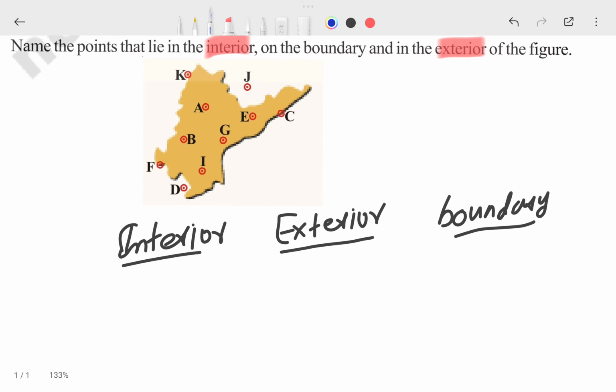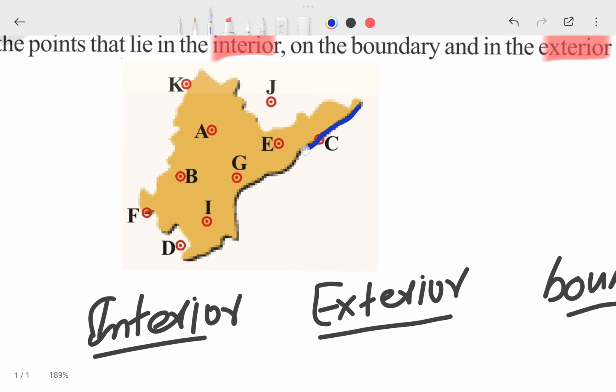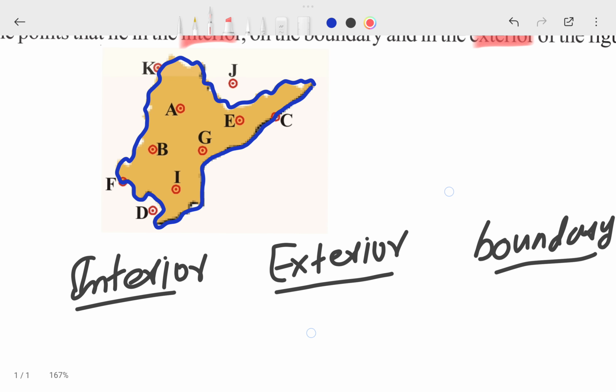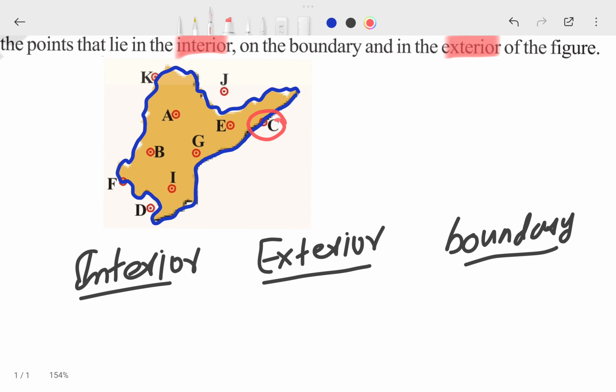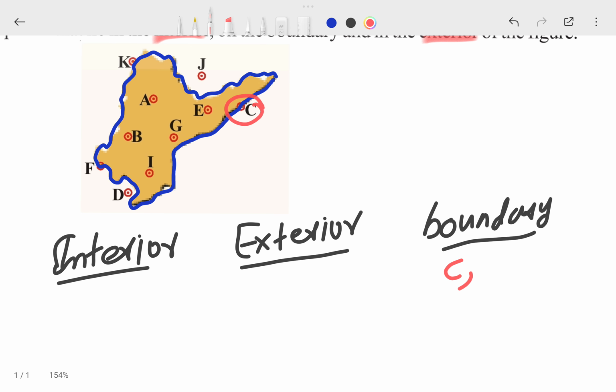Let's suppose this is our map of Andhra Pradesh, and in this map, this is our state boundary, drawn with blue pen. What do we get on the boundary? C is on the boundary. F is also on the boundary. K is also on the boundary. So the boundary is clear.